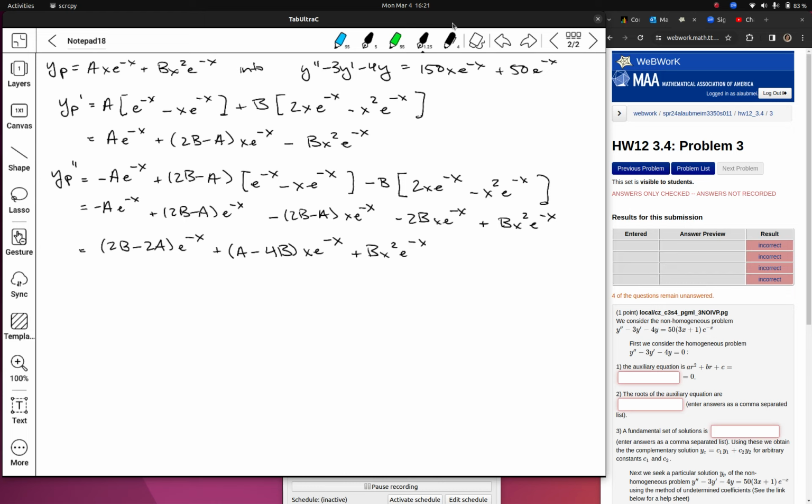I hope there aren't any mistakes so far. Algebra mistakes are always the worst part of this type of problem. I'm going to try to be confident about it. So let's go ahead and start plugging it into the ODE. yp'' minus 3yp' minus 4yp is going to have to be equal to, I actually want the other thing on the left here. I want that equal to 150x e^(-x) plus 50 e^(-x).